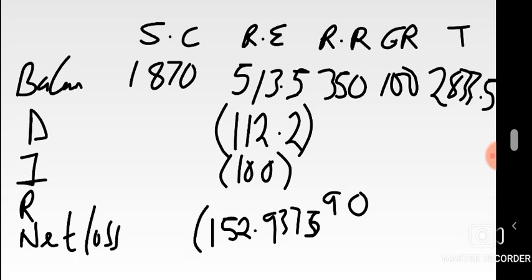Losses are subtracted in retained earnings as well. But if it was a profit, you would have added. So this was the end of the things that will affect your statement of changes in equity from that question. Then you start summing up as well.